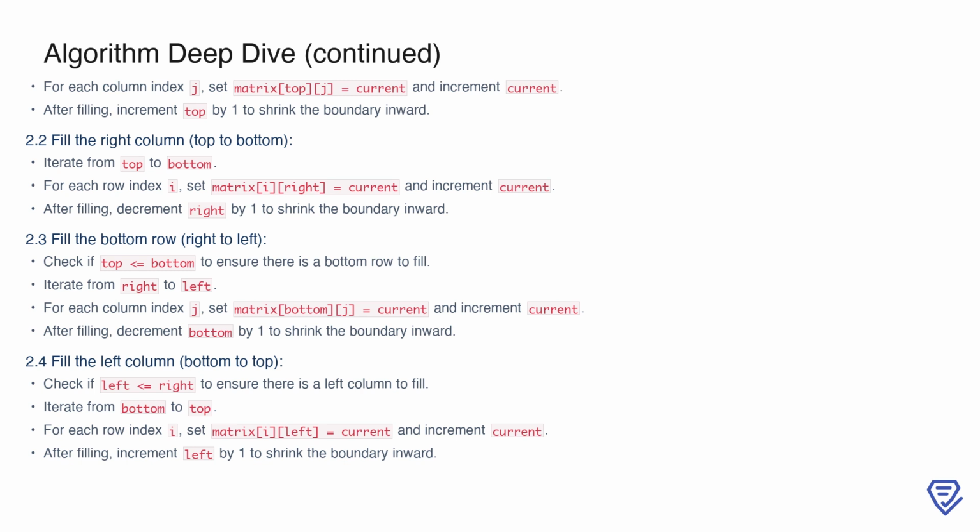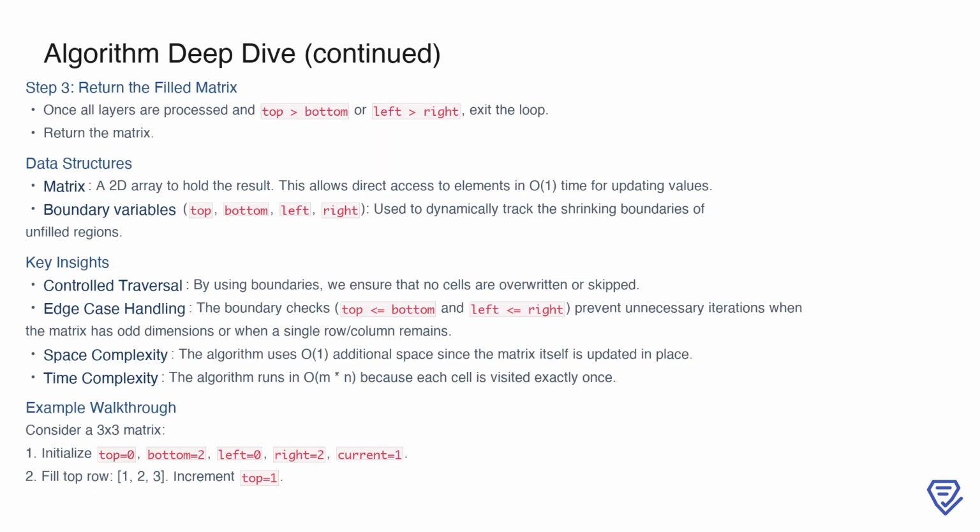After completing this step, we increment left by 1, shrinking the boundary inward from the left. This process continues as long as there are unfilled cells within the boundaries. Once all layers have been processed, the loop terminates when the boundaries overlap or cross, meaning top, bottom, or left, right. At this point, the matrix is fully filled, and we simply return the completed matrix as the result.